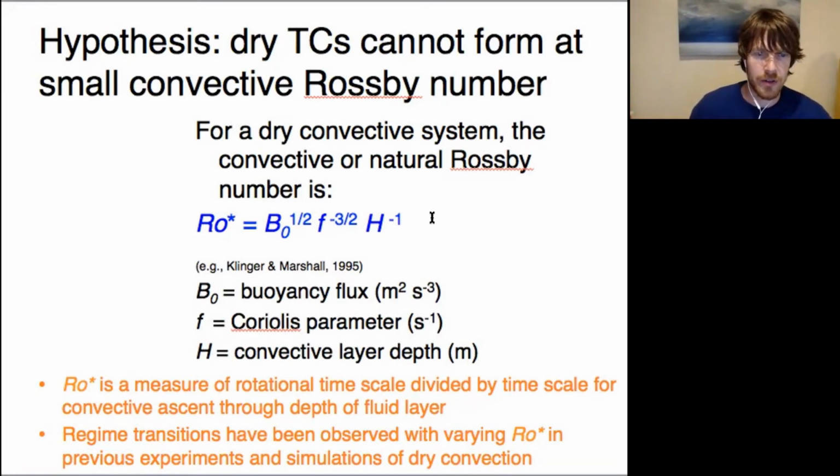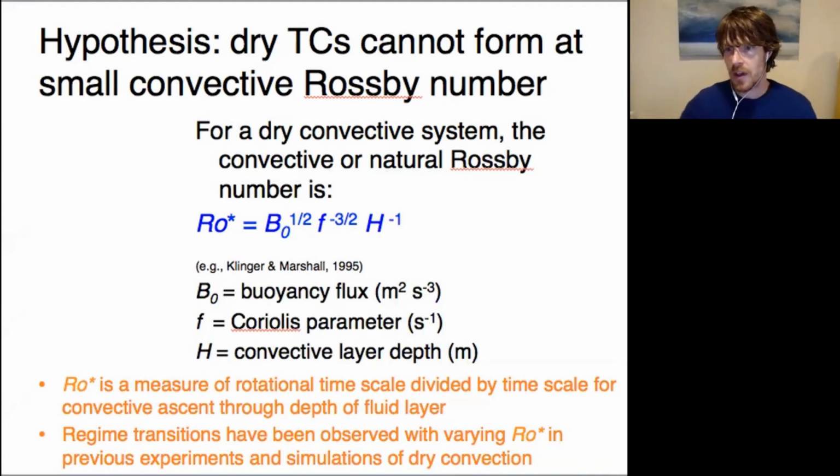So in Earth's atmosphere, convection is much faster than rotation, so you end up with large convective Rossby numbers. But if you increase the rotation rate enough while not changing the depth of the layer or the surface buoyancy fluxes, you make convection comparable to and eventually slower than rotation. This is thought about in ocean convection, where deep convection in the ocean has a time scale for parcel sinking that's comparable to rotation.